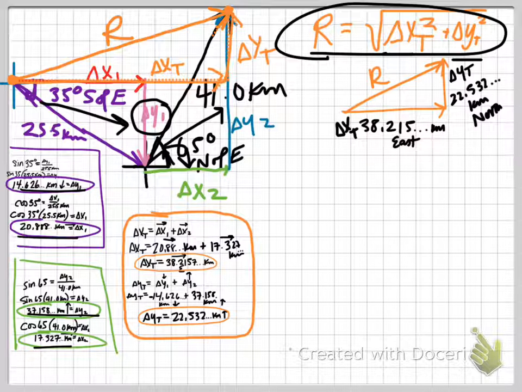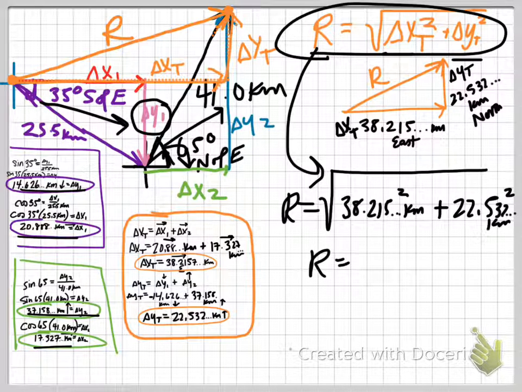Now it's just down to Pythagoras, because we know that r is equal to the square root of delta x total squared plus delta y total squared. So I'm going to go ahead and put that in. I have the equation for the resultant with my numbers plugged in. Let's get a raw number. I get a raw number for my resultant of 44.3638, and it goes on and on kilometers.